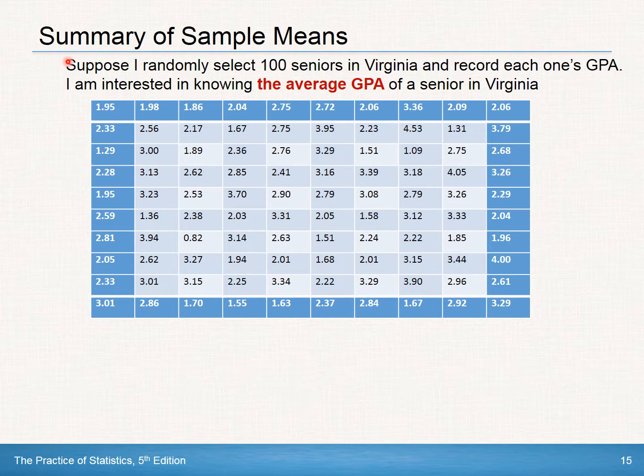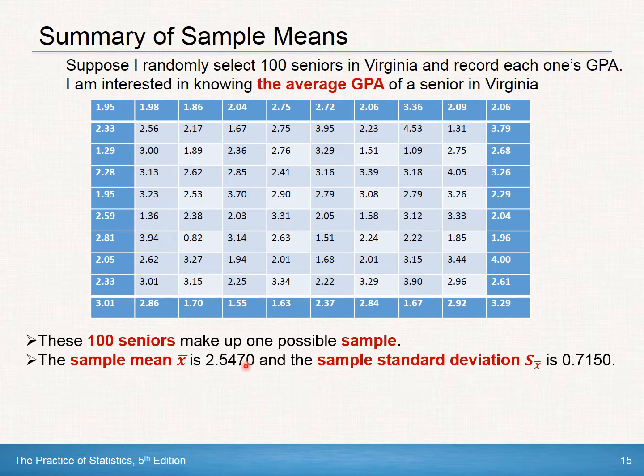All right, let's just suppose I randomly select 100 seniors in Virginia and record everyone's GPA. Does this look familiar? I'm interested in knowing the average GPA of a senior in Virginia. So in the last section, we looked at the proportion of seniors that had a GPA greater than 2. That was a proportion. In this case, we're looking at the average GPA. All right, so quick vocabulary check. The 100 seniors make up one possible sample. The sample mean is 2.5470, and the sample standard deviation is 0.7150.